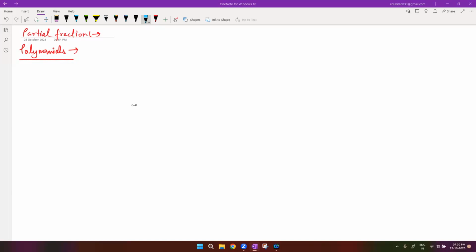Okay, let me start. First of all, how does a normal polynomial look? You will give every polynomial a name. It can be p(x), it can be f(x), it can be anything, right? So this is the name, and this is basically the variable of the polynomial.